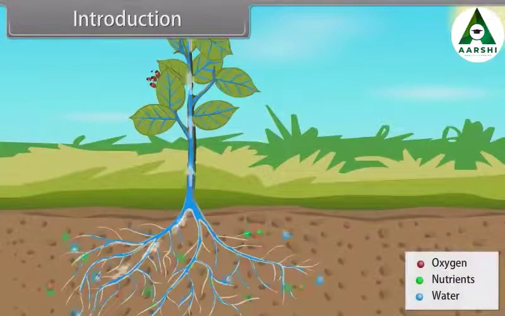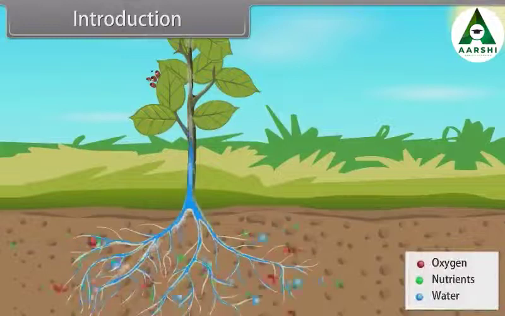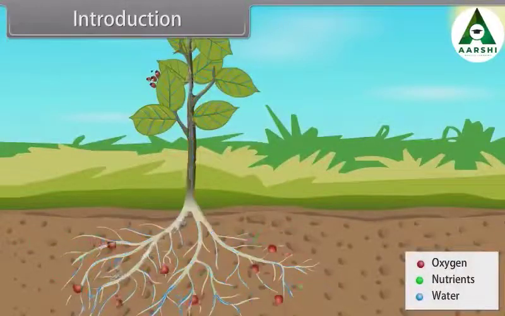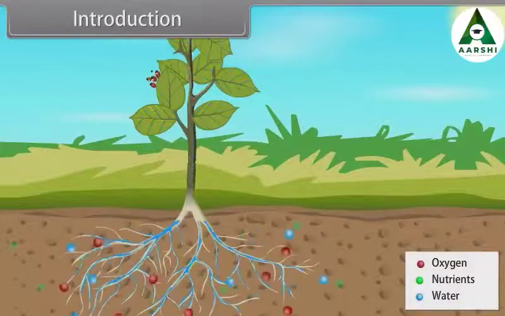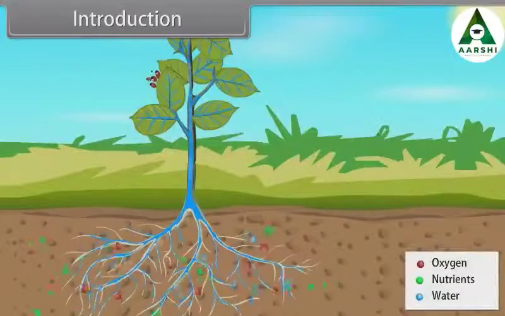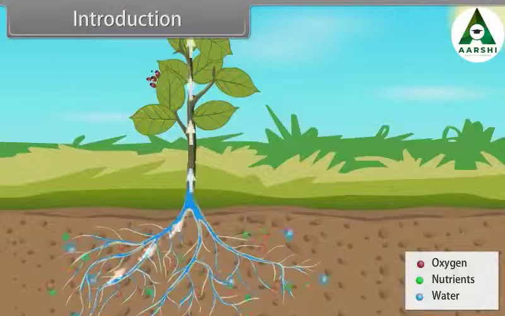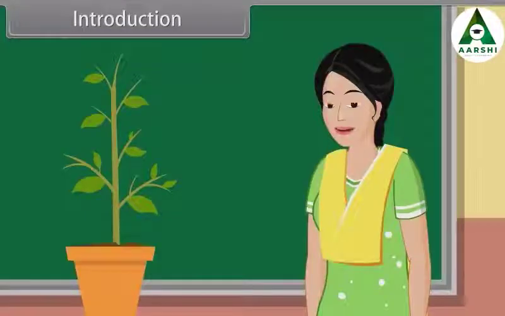One more thing I would like to tell you, that there are 5 plant growth regulators. They are auxins, gibberellins, cytokinins, ethylene and abscisic acid. Okay. Now it's time to learn about plant growth and development.